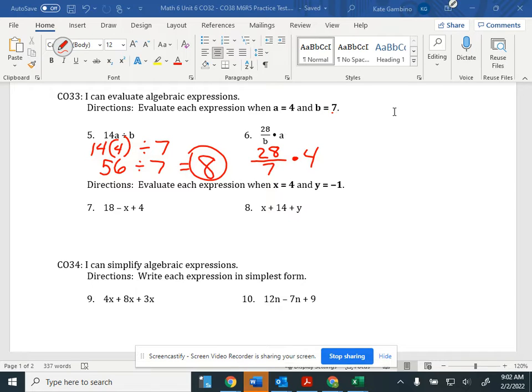So working left to right. 28 divided by 7 is 4, times 4, and we get 16. So just rewrite your problems. Don't try to remember, okay, 28 divided by 7, I think that's 4. Okay, now I need to multiply by 4. Wait, what number was I multiplying by? 7? And then I saw somebody put a 28 down because they forgot what they were doing.